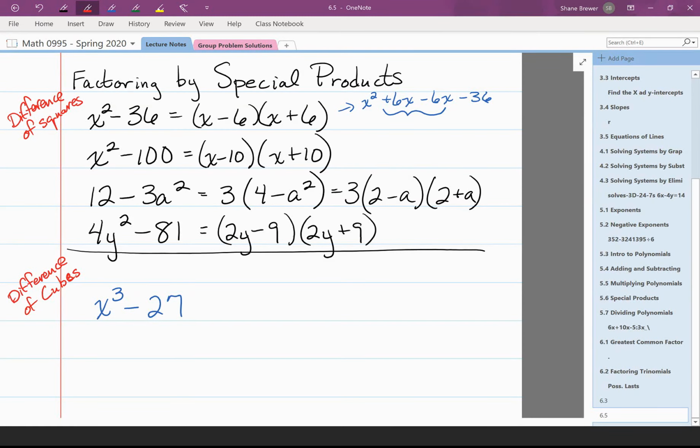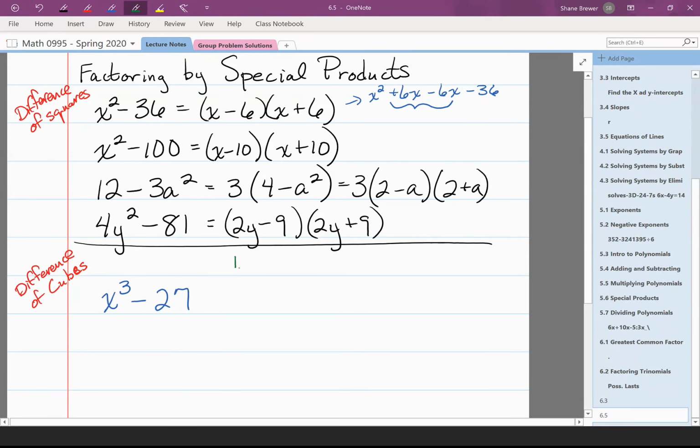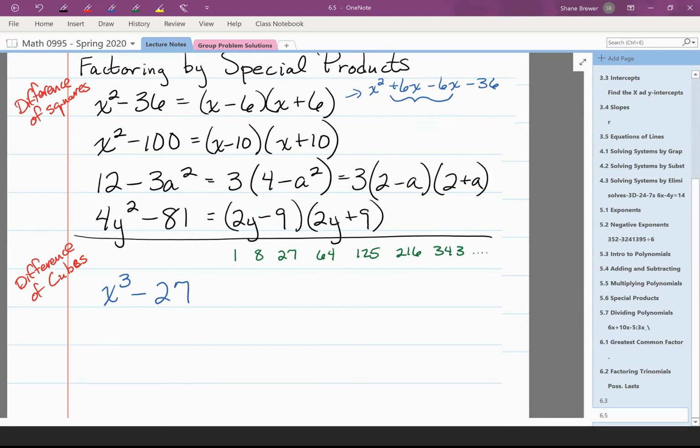Now, you might want to take a note. What are the perfect cubes so that you recognize them? 1 cubed is 1. 2 cubed is 8. 3 cubed is 27. 4 cubed is 64. 5 cubed is 125. 6 cubed is 216. 7 cubed is 343. And you could keep going up to about 1,000. Obviously, there's a lot fewer perfect cubes. But you need to be able to recognize them so that you can realize if you're dealing with perfect or difference of cubes.